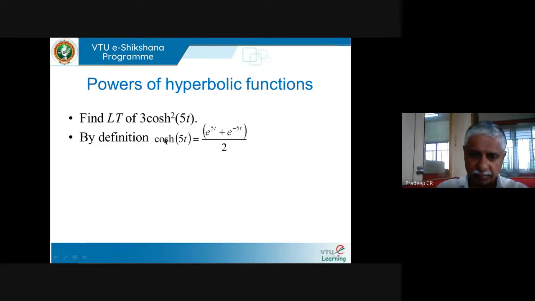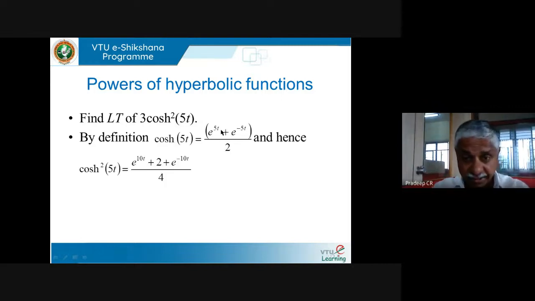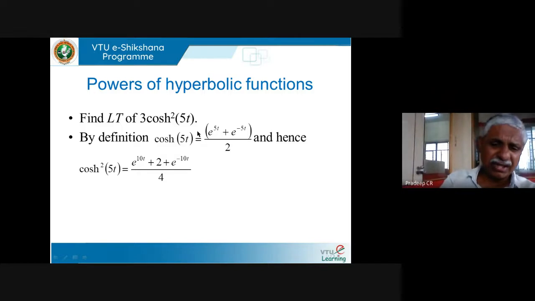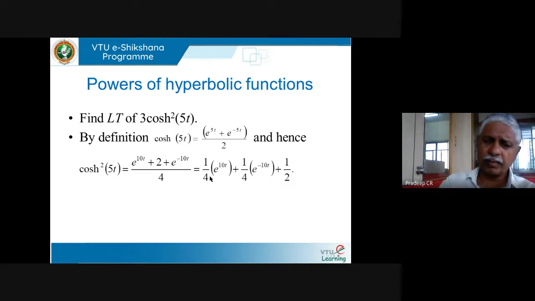The definition of sine hyperbolic at is e power at minus e power minus at by 2. This plus becomes minus, that's all. Rest all will be the same. That is the definition of sine hyperbolic at. So even in that case, you do a similar thing. You square this and again you'll get terms only in terms of e power at. Whatever constant is there, I can take it out. Same manipulation. How you would integrate, this is how you would do.